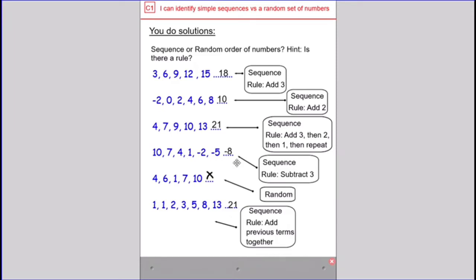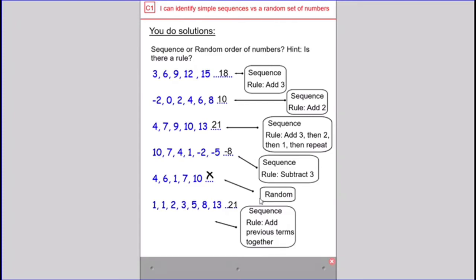So you can see that the sequence here is decreasing and we are subtracting 3 each time. So therefore, yes, it is a sequence. For the next one, I'm adding 2, then I'm subtracting 5, then I'm adding 6 and then adding 3. So I can't seem to see a clear rule here. So yes, this would be a random order of numbers. So no, this is not a sequence.